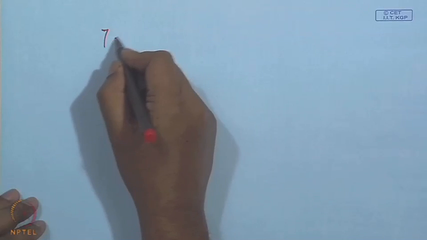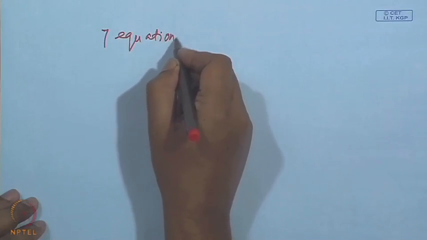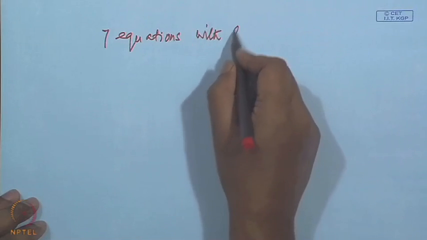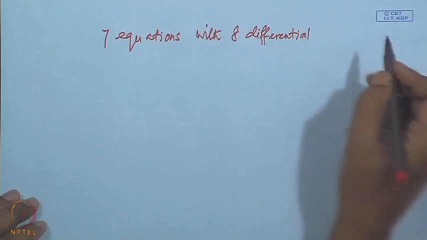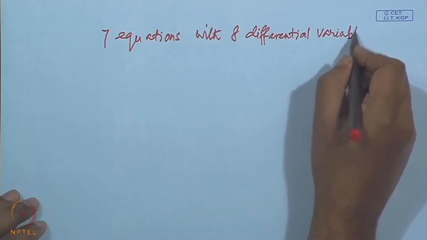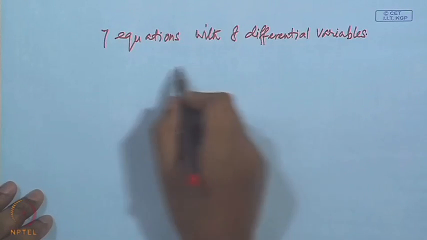So, you see that we now have 7 equations, and instead of treating them as differential equations, we can even treat them as algebraic equations, where the unknowns are the differentials. So, we have 7 equations with 8 differential variables.